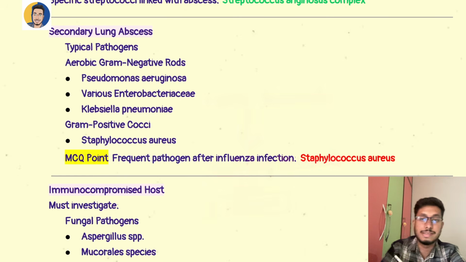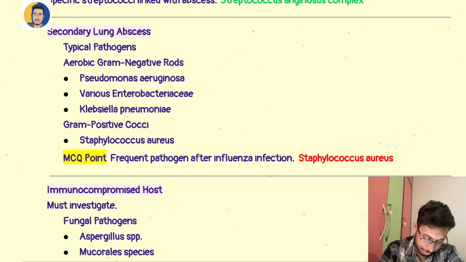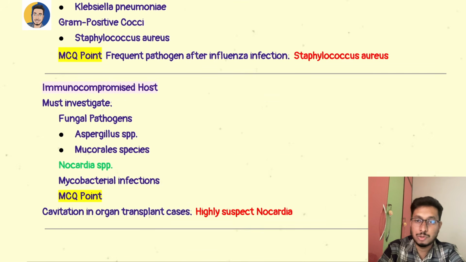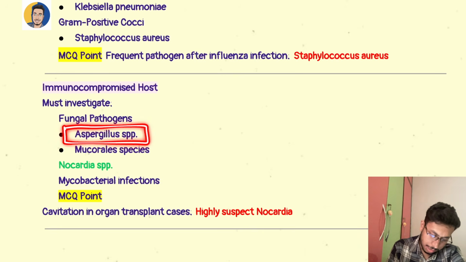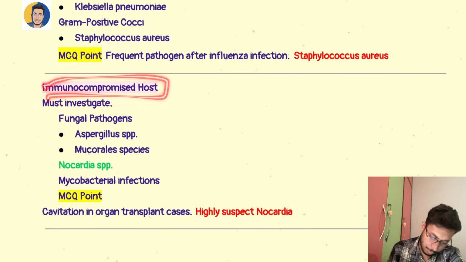All right. So this is the pattern in which MRSA leads to cavitary pneumonia and formation of abscess. Now, in an immunocompromised host, the question that we are dealing with actually. In an immunocompromised condition, we need to consider atypical organisms. So, what are the atypical organisms? It can be fungus, it can be Nocardia, it can be mycobacterial species. Fungal pathogens, what you need to consider? It can be Aspergillus species or Mucorales species. Nocardia species, mycobacterial infection, we need to consider when the host is immunocompromised.